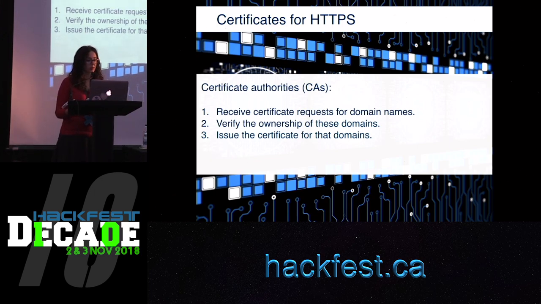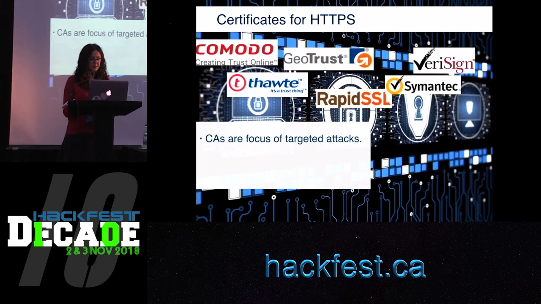They receive certificate requests for domain names from everybody, it doesn't matter who, and the most important step is to verify the ownership of these domain names. They have to make sure the person who's asking for a certificate for that specific domain name is the real owner of that domain, the authoritative party. And at the end, once the verification is done, they issue the certificate for that domain name, and by issuing a certificate, we basically mean they bind a public key to that domain name. Of course, there's a lot more in a certificate, but this is the most important thing.